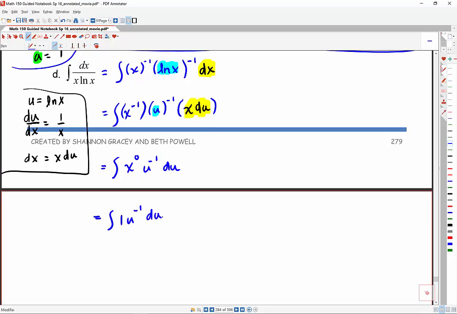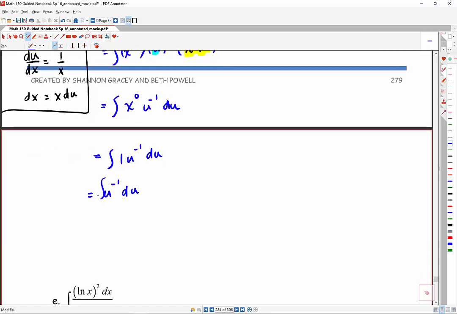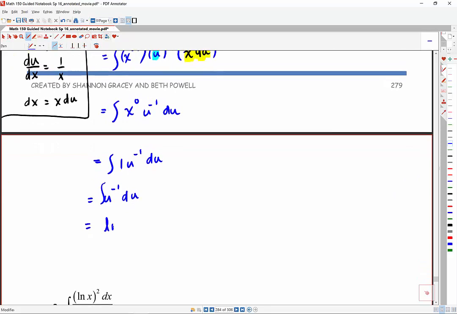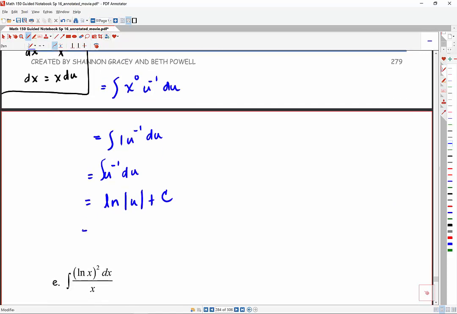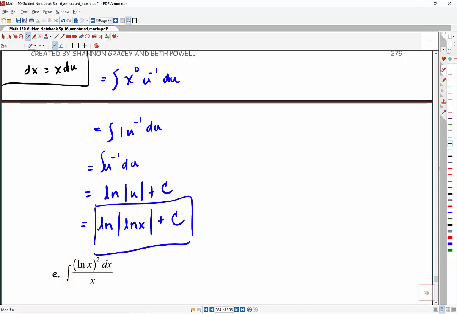So then we just have the integral of u to the negative 1 du, and what does that have a result of? Perfect. Natural log at absolute u plus c. Back substituting, what do we get? Good. Natural log at absolute natural log at x, I know it looks funny, plus c. And you're done. Good job.